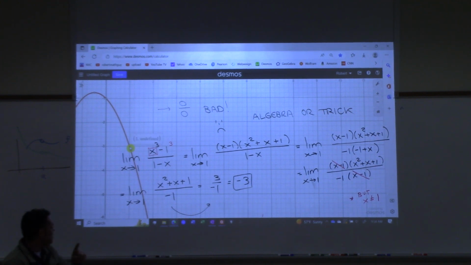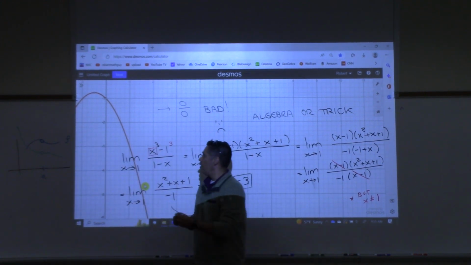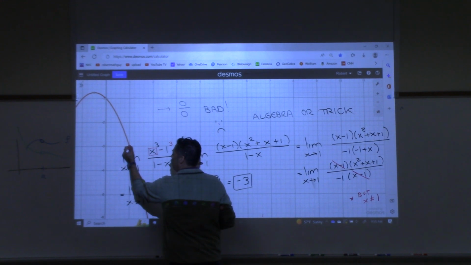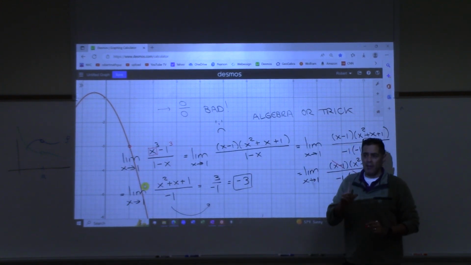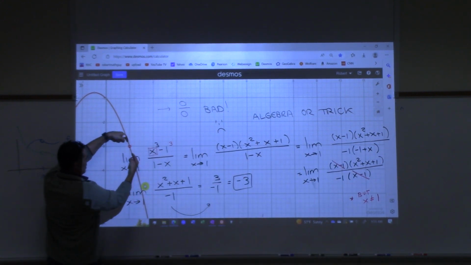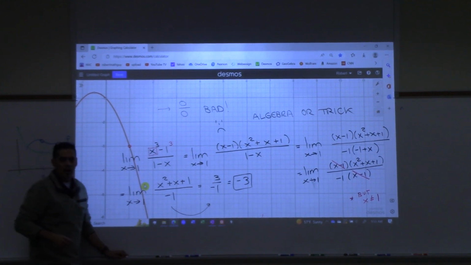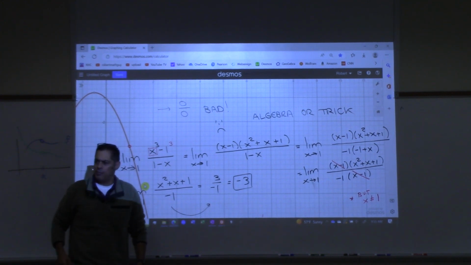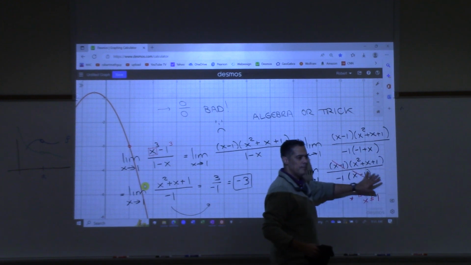So this is what I was telling you last class. The computer, for some reason, can't figure out how to draw this. Technically, there's a hole here, right? But it does have a limit, right? From the left, where's it headed? And from the right, where's it headed? -3. You see, we found that algebraically without a picture. But it required difference of cubes and a little bit of other algebraic manipulation over here.